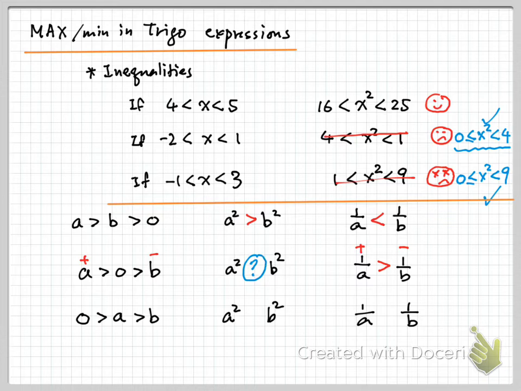If you look at the previous examples, 1 is greater than minus 2, but when you take the squares, the square of 1 is smaller than the square of minus 2.